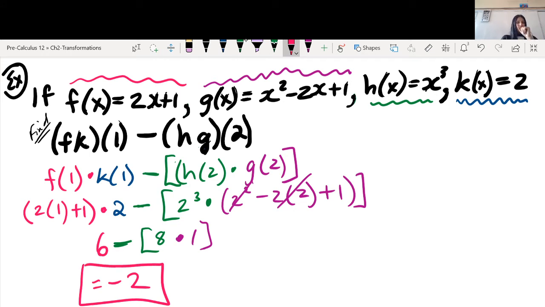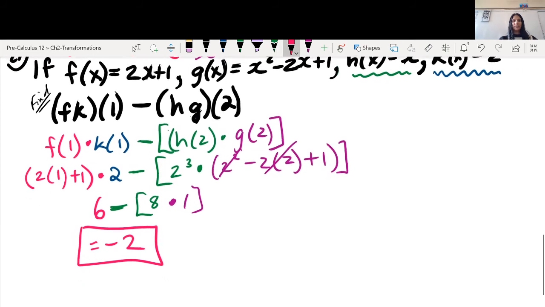So I could say f of k of 1 minus h of g of 2 equals negative 2. But then here's all the stuff that we did to get us there.